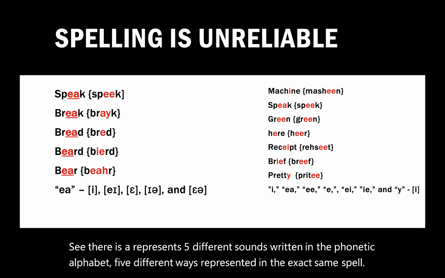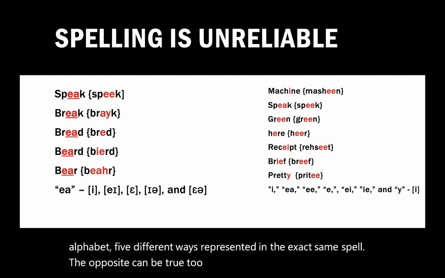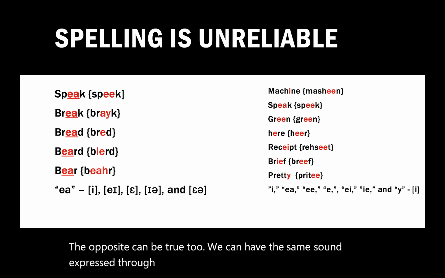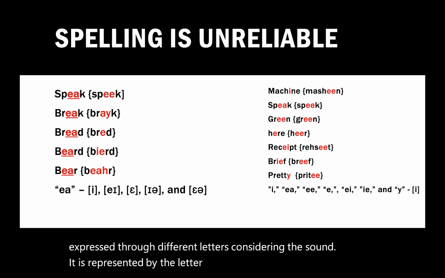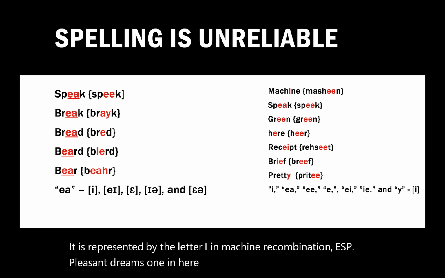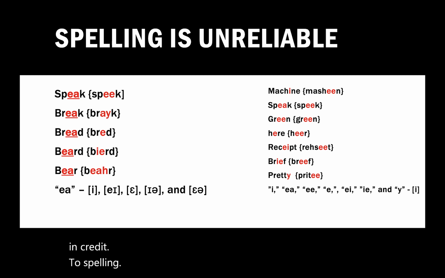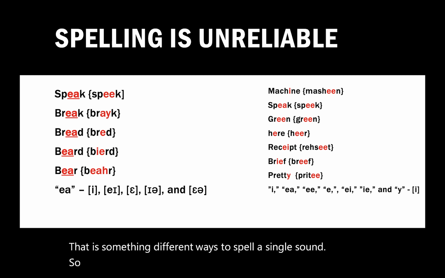The opposite can be true too. We can have the same sound expressed through different letters. Consider the sound E. It is represented by the letter I in machine, the combination EA in speak, 2 E's in green, 1 E in here, EI in receipt, IE in brief, and Y in pretty. That is 7 different ways to spell a single sound. So spelling is clearly unreliable when it comes to representing sounds.